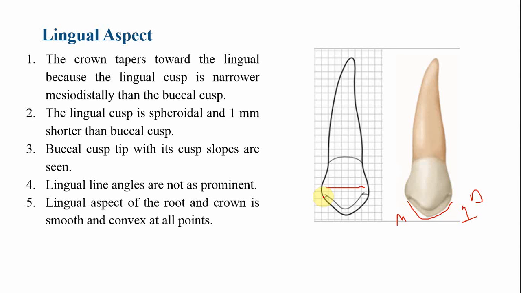The same applies for the lingual aspect of the lingual root if two roots are present, or the lingual aspect of the root if a single root is present. Also, as mentioned for the crown, all surfaces are smooth and convex at all points.